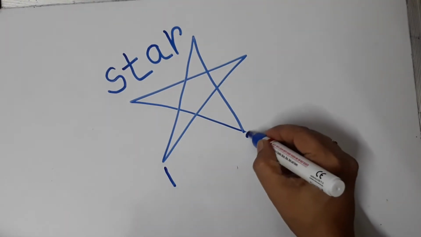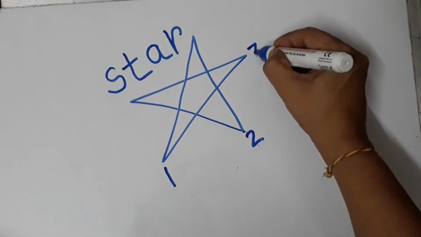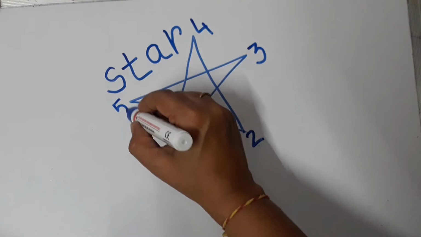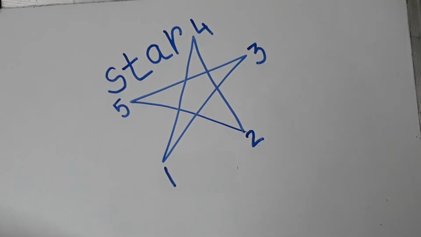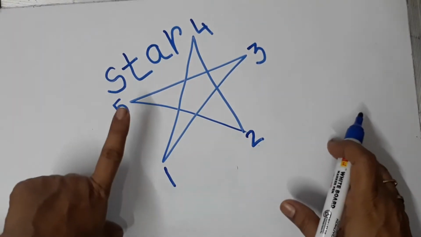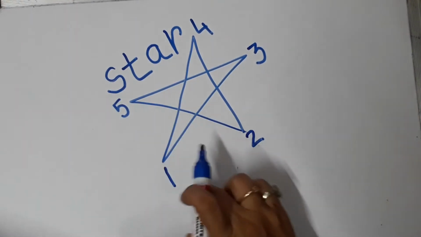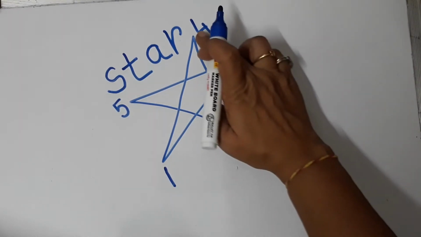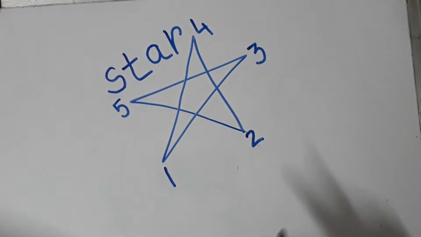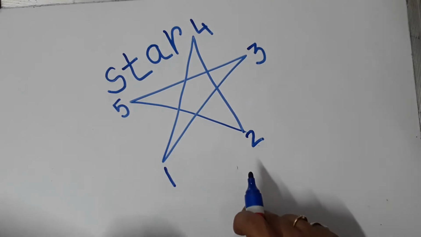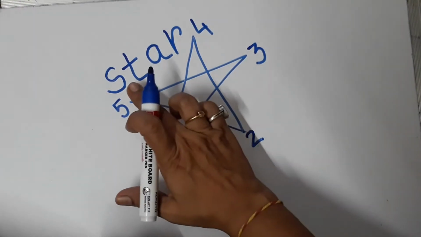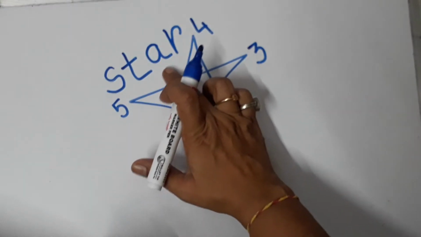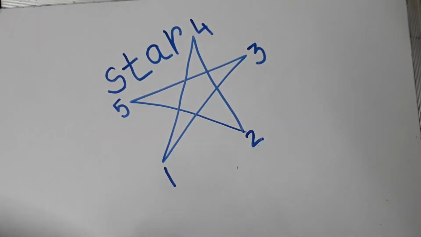Now let's count how many sides a star has. 1, 2, 3, 4 and 5. So a star has 5 sides. 1, 2, 3, 4 and 5 sides. Okay, let's revise the spelling of a star. S T A R, star.